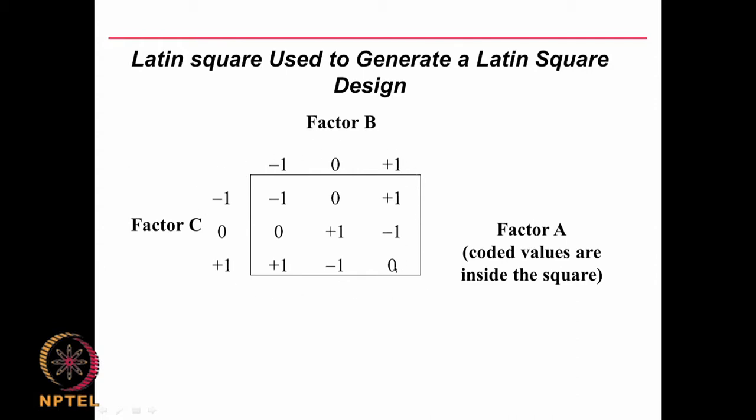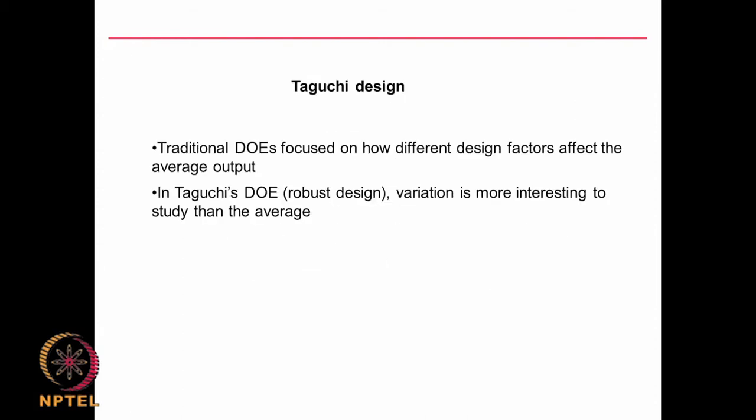If it is a 2 variable problem, we can have a 2 by 2 Latin square. We can go even with 2 parameters, 2 levels, 2 variables, we can have 2 by 2 Latin squares and so on. Then comes another design. This is also a screening design that's called Taguchi designs.